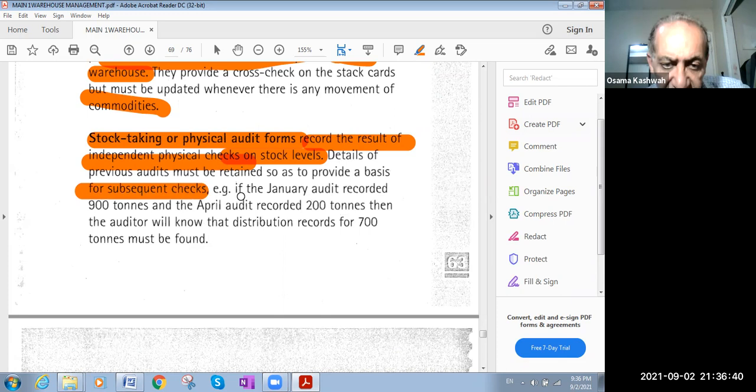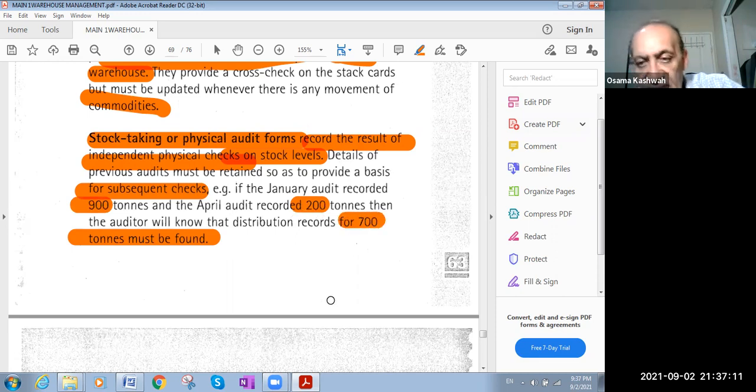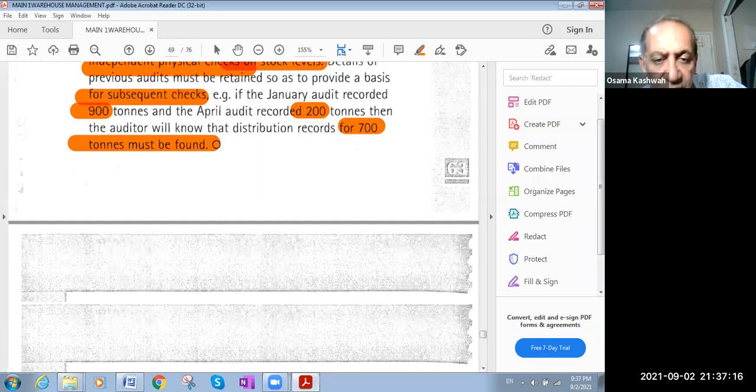For example, if the January audit recorded 900 tons and the April audit recorded 200 tons, then the auditor will know that distribution records for 700 tons must be found. So I got 900 in January, and now in April 200. The 900 became 200, so 900 minus 200 gives me 700. So that means the level of stocks now is 700 units. We call it the physical audit form.